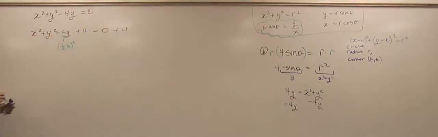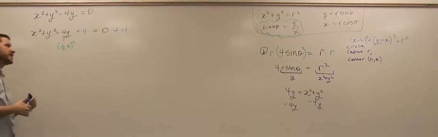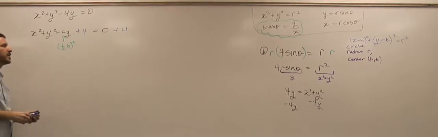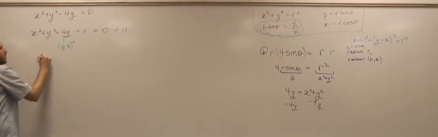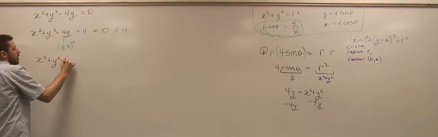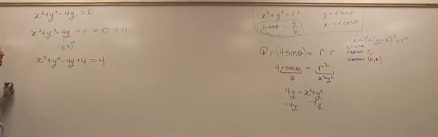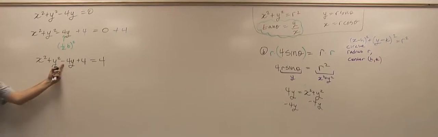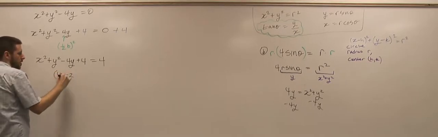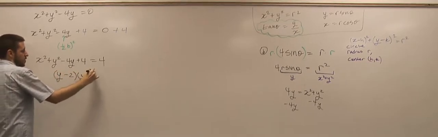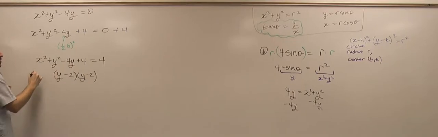But if you add 4 to one side of an equation, you have to add it to the other side or else you changed it. So you have to make sure you put the plus 4 on both sides. So this is where I'm at. How does this factor? Or what's this break down to? y minus 2 times y minus 2. Right? This guy factors into (y minus 2) squared.